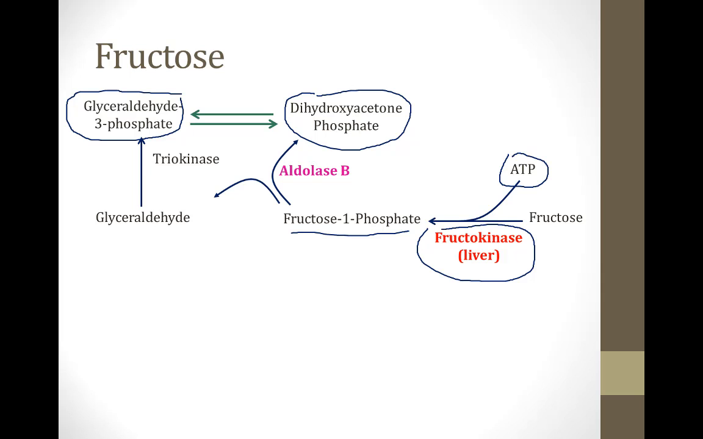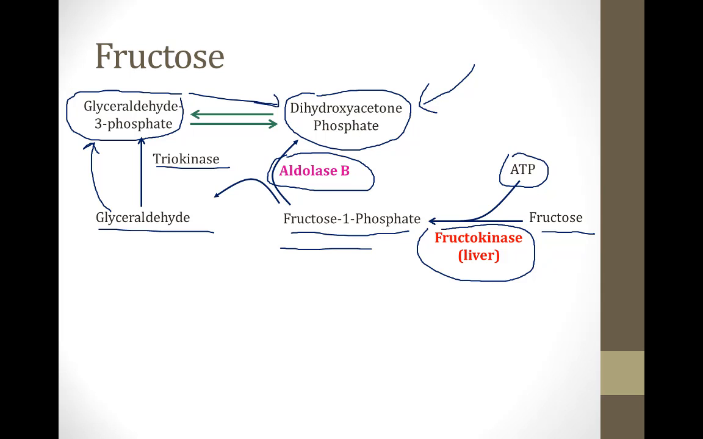Once fructose 1-phosphate has been synthesized, there is an enzyme called aldolase B which can split the 6-carbon fructose molecule into two 3-carbon molecules. One of those molecules is dihydroxyacetone phosphate, which can enter glycolysis. The other molecule is called glyceraldehyde, and there is a third enzyme called triokinase which can convert the glyceraldehyde into glyceraldehyde 3-phosphate. So in this manner, the 6-carbon structure of fructose is converted to two 3-carbon structures of the glycolysis pathway, and now it can enter metabolism as you know it from glucose.